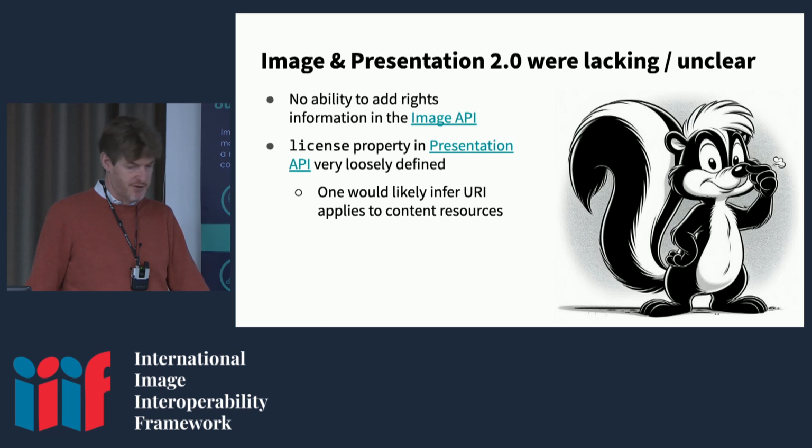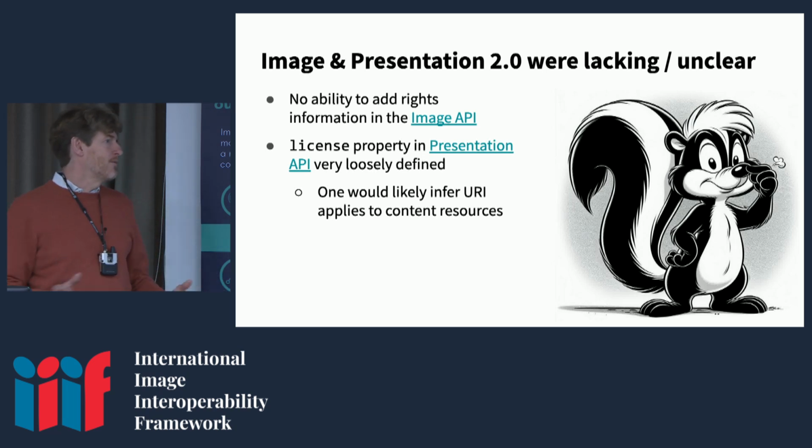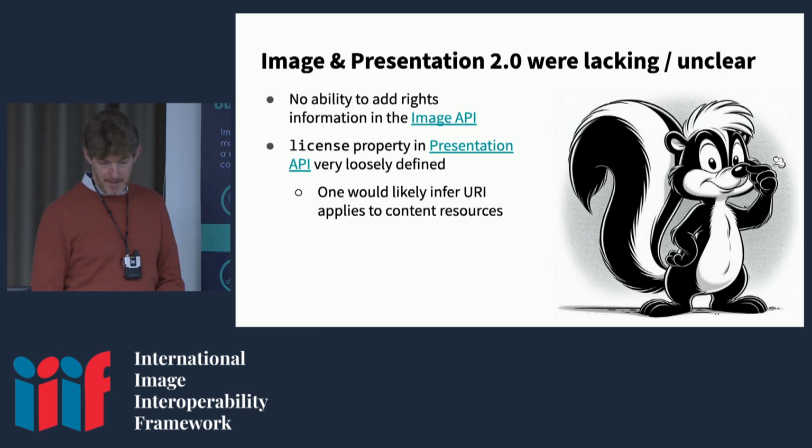The specific deficiencies were that there was no ability to add rights information on Image API responses, and the license property in the Presentation API was extraordinarily loosely defined. I think anyone coming to the spec would read that and think that the URI in the license property applies to the content resources the same way as the attribution statement applies to the content resources.